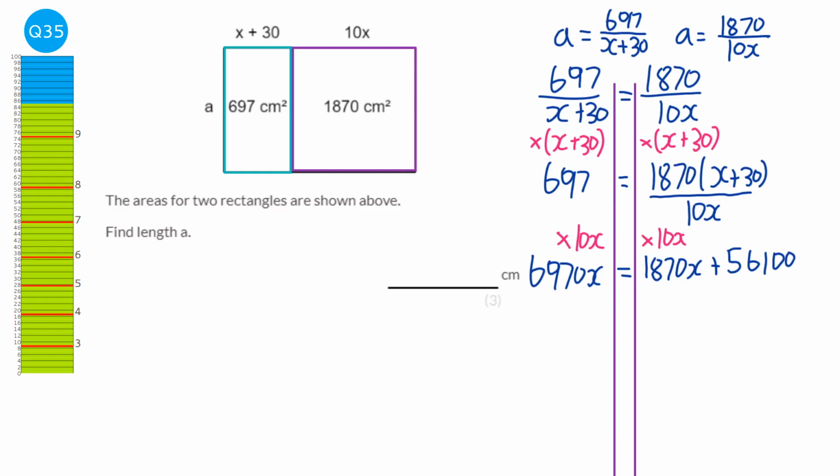Yep. Okay, so now we've got x's on both sides. So we look and see which one is the smaller amount of x, which is the 1,870. And we're going to take that away from both sides. So take away 1,870x from both sides. And that will leave 5,100x on the left hand side. And then obviously we've got the 56,100 on the right hand side. And we want to get rid of the 5,100, so we're just going to divide both sides by 5,100.